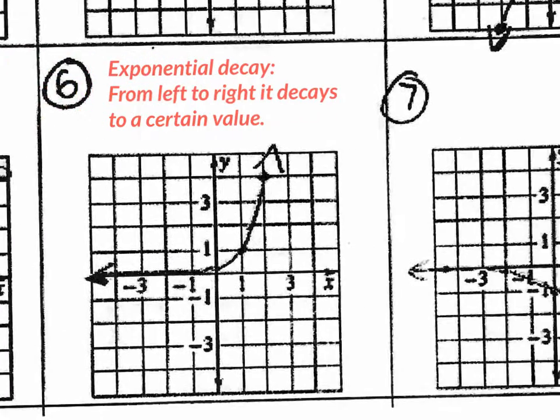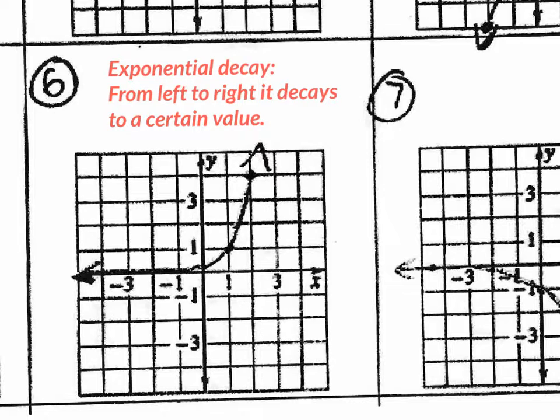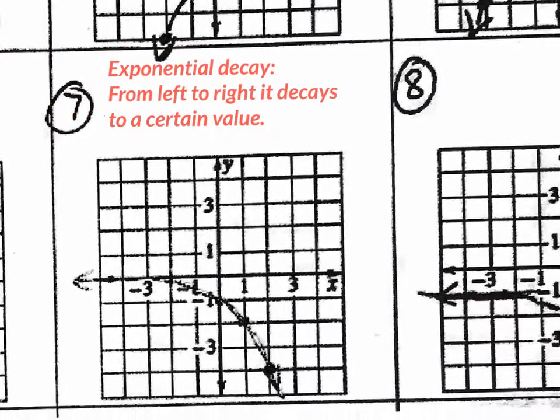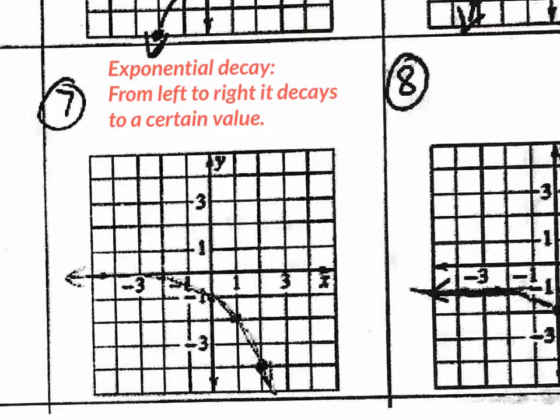How about this next one? Is that a growth or a decay? That's growth for sure. That's like the original, most basic one. From left to right, it grows. How about this guy? Is that a growth or a decay? It's a growth, because it's going to negative infinity. So look, from left to right, does it approach a certain value? What value is it approaching? Negative infinity. That makes it a growth.